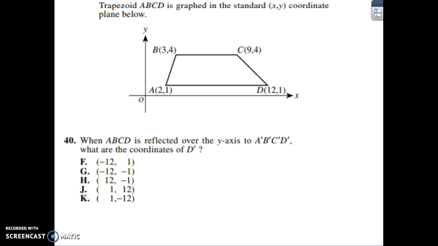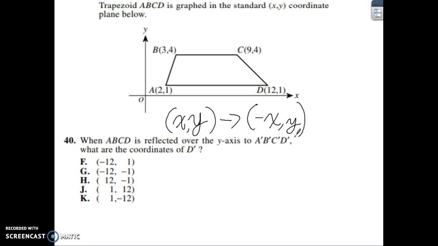So on this one, same setup again. When ABCD is reflected over the y-axis to A prime, B prime, C prime, D prime, what are the coordinates of D prime? So reflecting over the y-axis, your rule is going to be x, y becomes negative x, y. All you're going to do is change the sign of your x value.